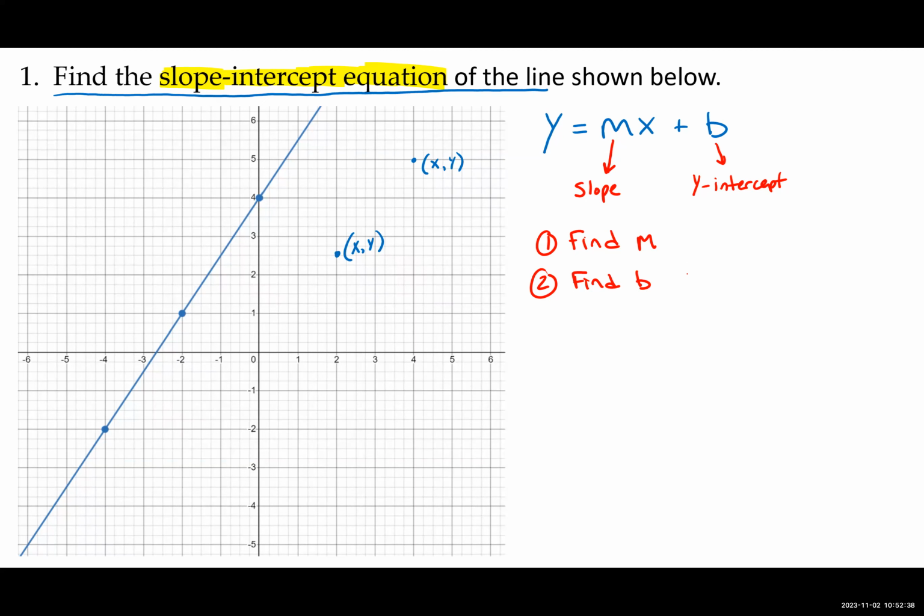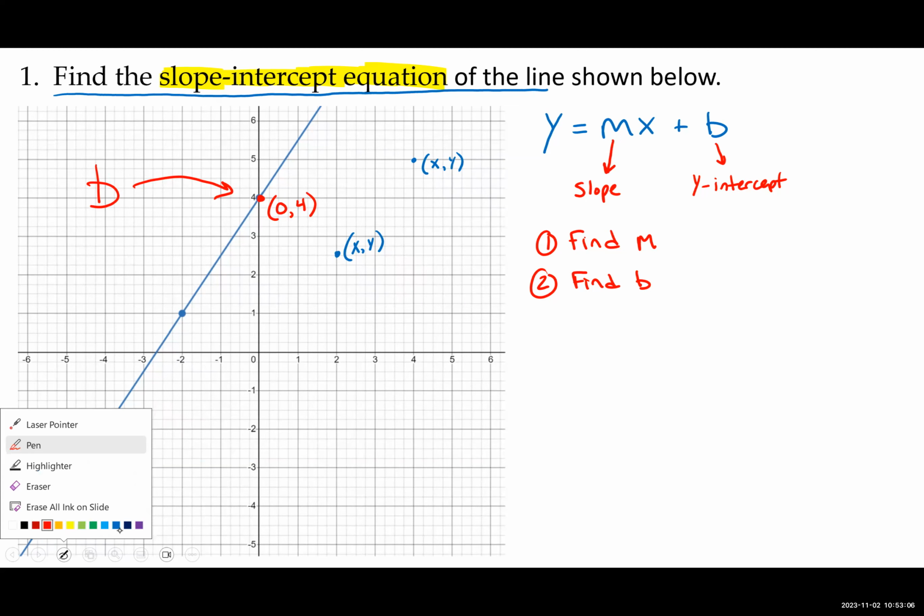In this problem, if you look at the graph right there, that's the y-intercept. That is where the graph is crossing the y-axis. It looks like it's happening right at +4. We can look at that point, and that point is going to be 0 for x and 4 for y. All right, so that is the y-intercept. That's the b.